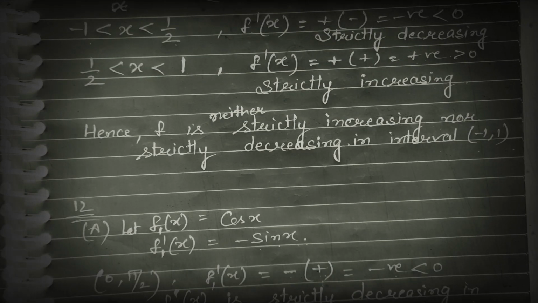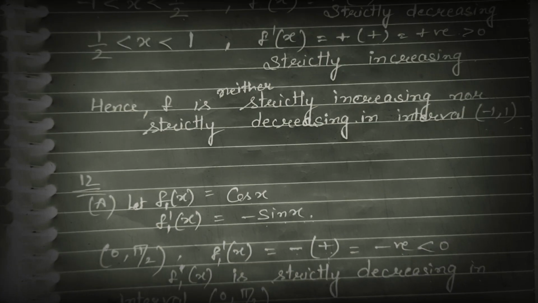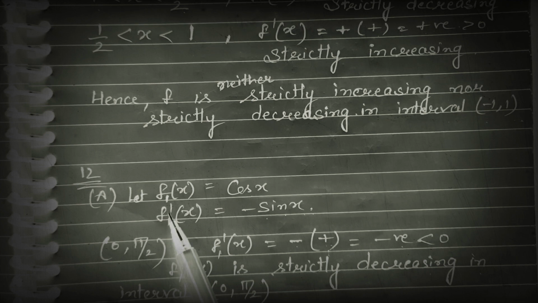Okay, strictly decreasing on 0 to pi. In this interval we have to check which function is strictly decreasing. So suppose f1(x) is equal to cos x. There are 4 functions, so I am taking f1(x), f2(x), f3(x) and f4(x). You can take f(x), g(x), h(x) or anything. So I am taking here, let f1(x) is equal to cos x.